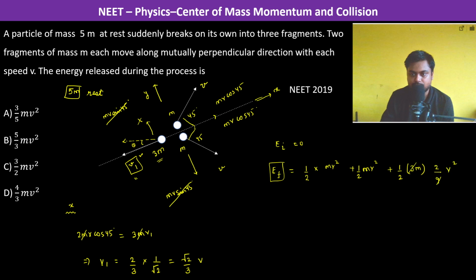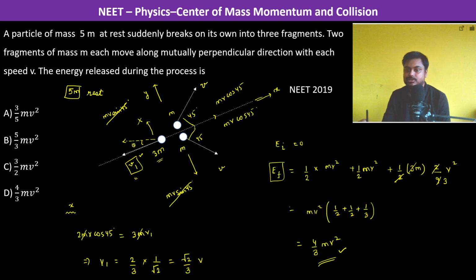So this again it goes as 3. So this is mv square, 1 by 2 plus 1 by 2 plus 1 by 3. So 4 by 3 mv square. This is the final energy, and of course initial energy was 0 in terms of kinetic energy.